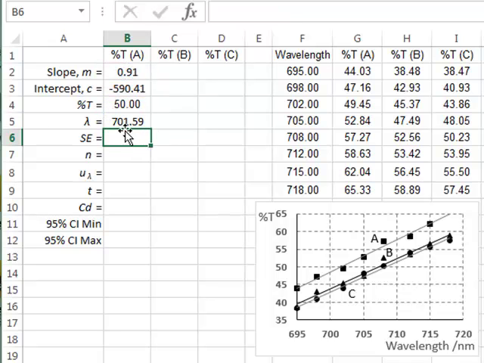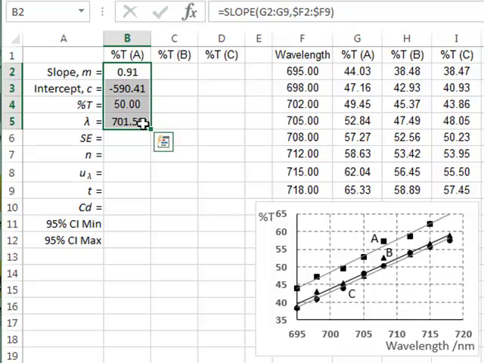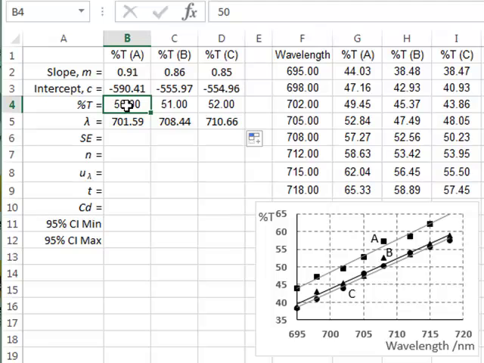giving a best estimate value of 701.59 at the point at which A crosses the 50% transmission mark. We can now copy this calculation to all the other inks, but we note that in the copying process it has incremented the value of the percentage transmission, so we need to correct that back to 50 in each case.